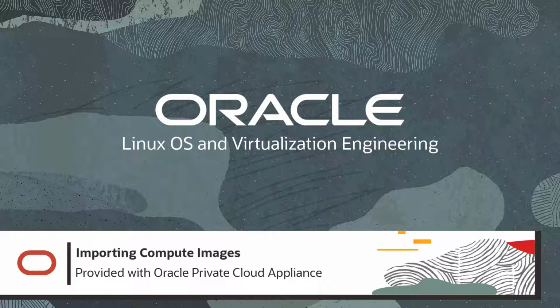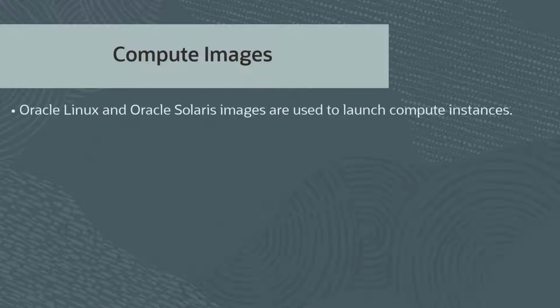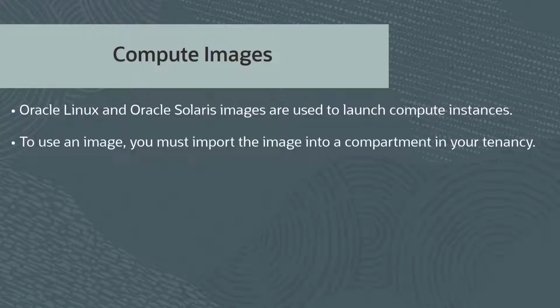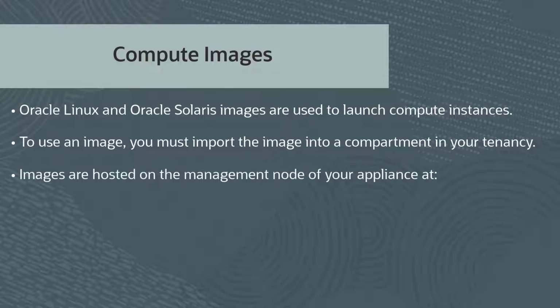In this video, I'll demonstrate how to import compute images provided with Oracle Private Cloud Appliance. Oracle Private Cloud Appliance includes Oracle Linux and Oracle Solaris images that you can use to launch compute instances. To use an image, you must first import the image into a compartment in your tenancy. Oracle images are hosted on the management node of your Private Cloud Appliance.